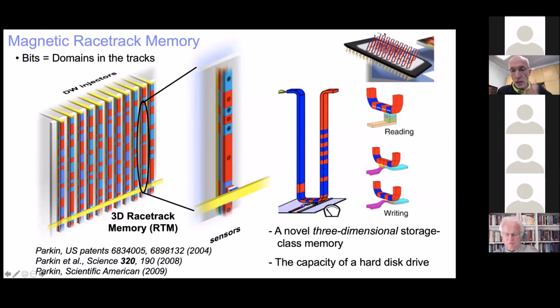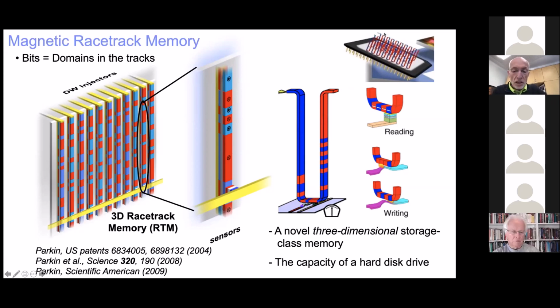And the basic principle is that by passing current pulses through this wire, we can move synchronously these domain walls backwards and forwards to reading and writing devices that are built into this wire. If we can succeed in doing this, then we could build a three-dimensional storage class memory that would have the capacity of a magnetic disk drive.